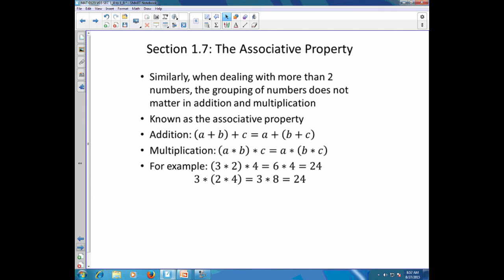Okay, so for example, here at the bottom, we want to multiply 3 times 2 times 4. Well, 3 times 2 is 6, and then times 4 will give you 24. But we could just as easily group the 2 and the 4 together and say that 3 times 8, which still gives you 24. So you still get the same answer.